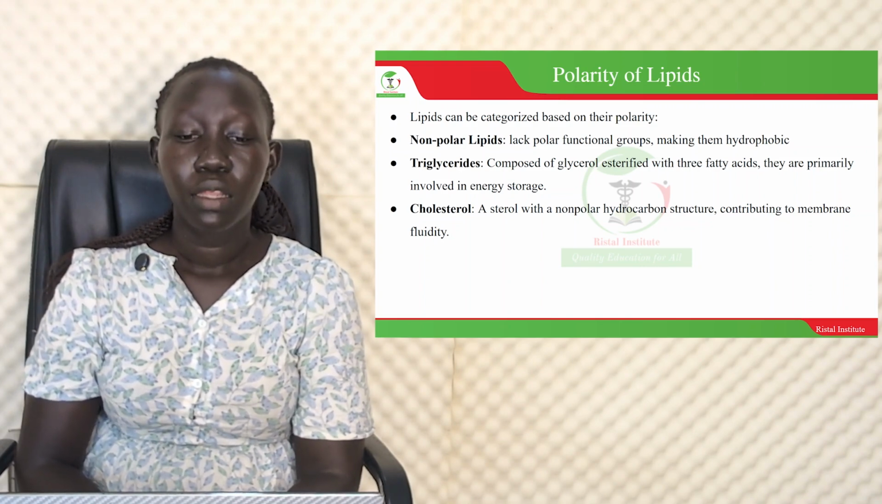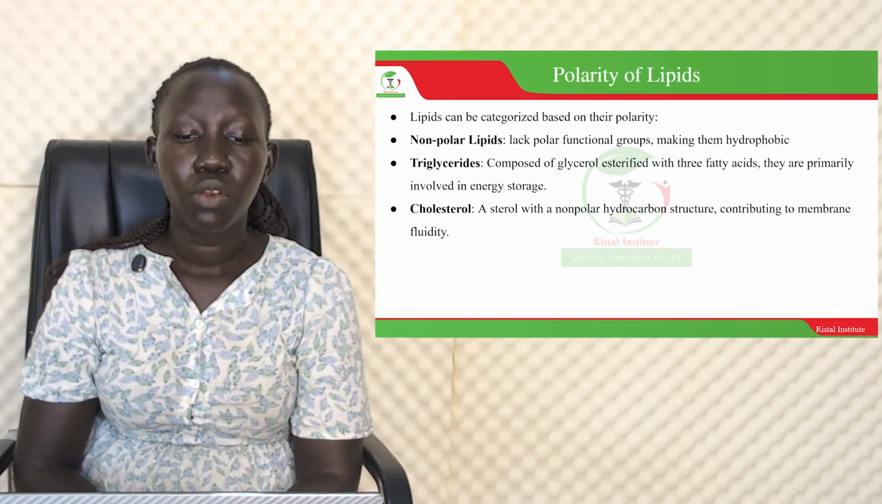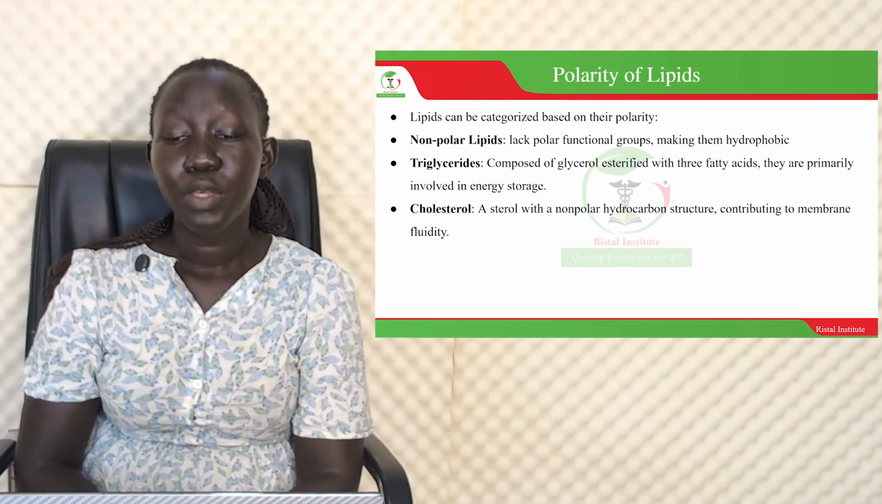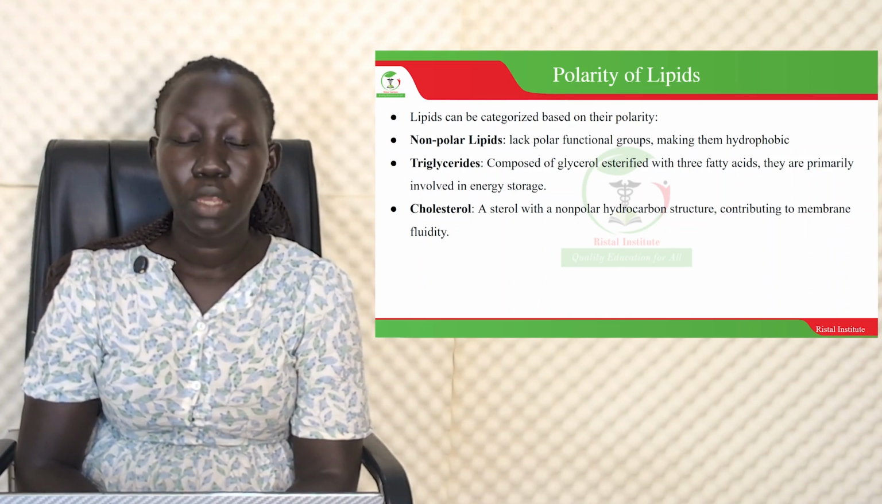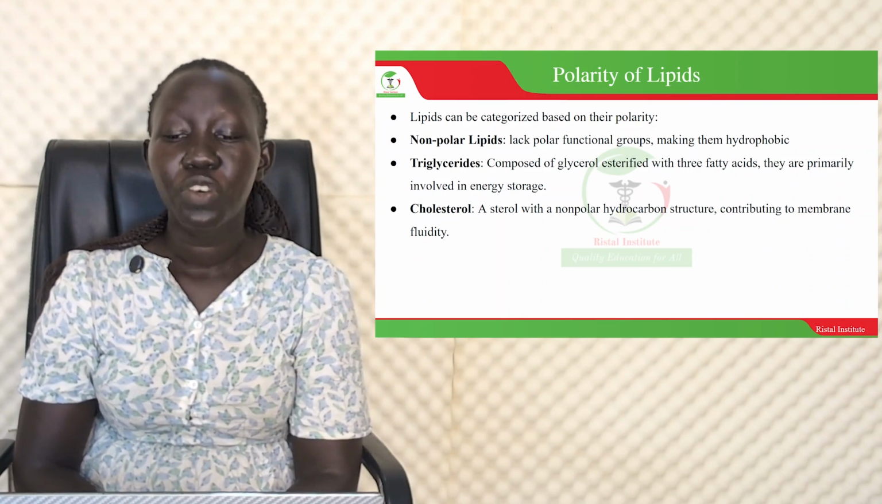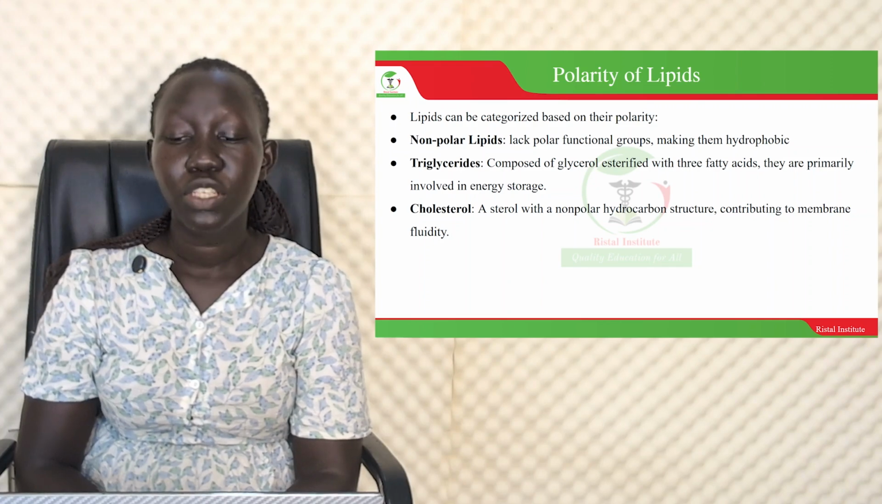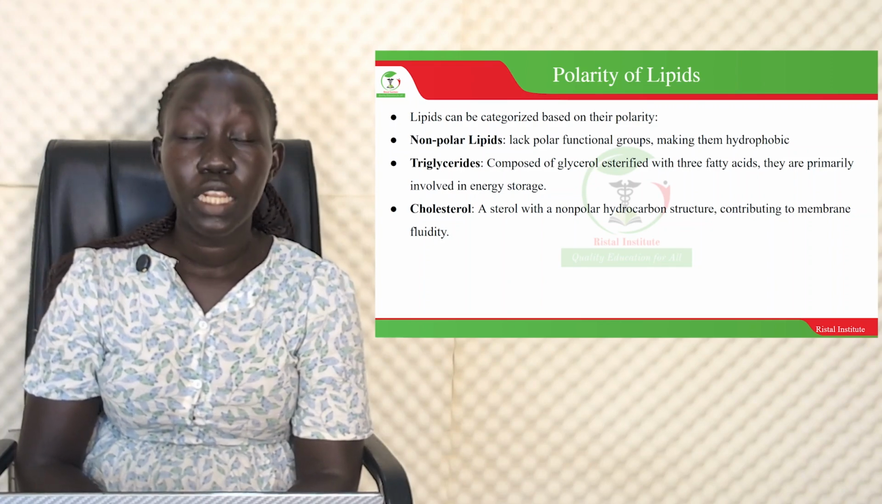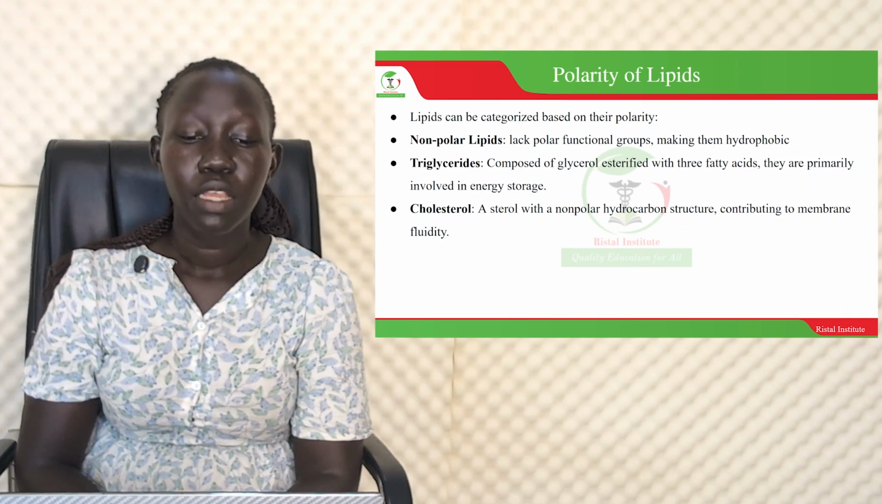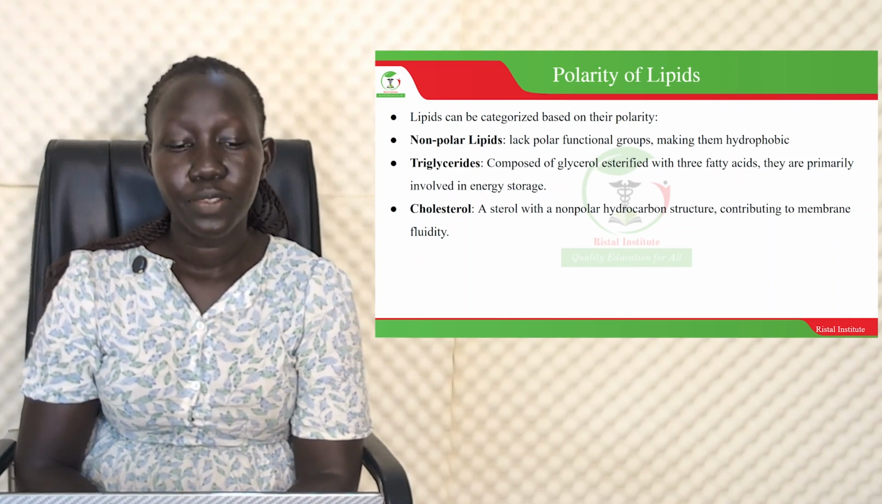The polar lipids can also be called amphipathic or amphiphilic lipids. These lipids contain both the hydrophilic or polar group and the hydrophobic or nonpolar group. Under this, we have the phospholipids, which consist of a glycerol backbone, 2 fatty acid tails, which are hydrophobic, and a phosphate-containing head group, which is hydrophilic. This amphipathic nature enables them to form lipid bilayers in the cell membranes.